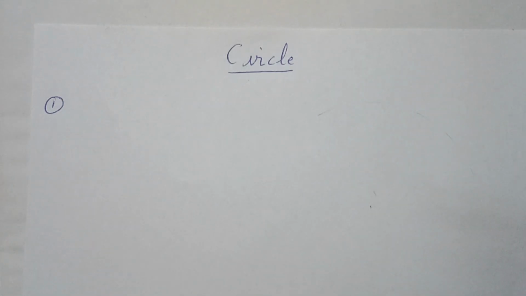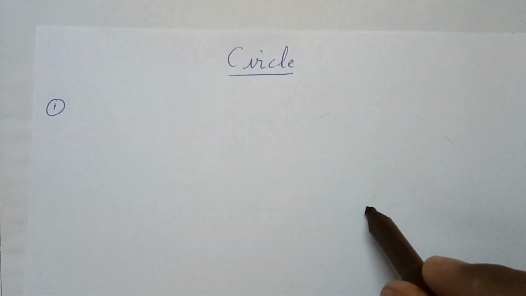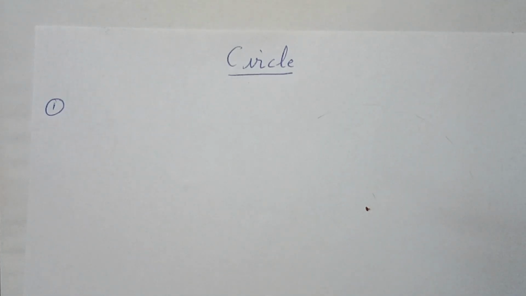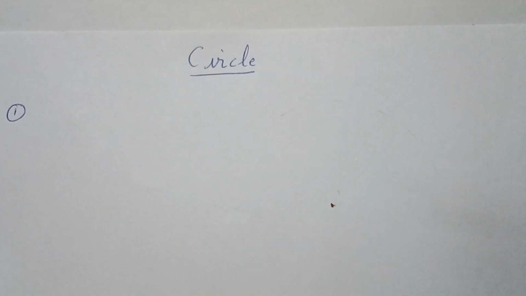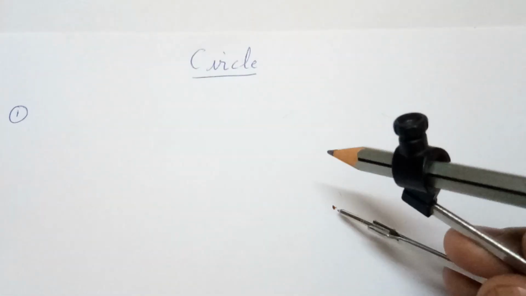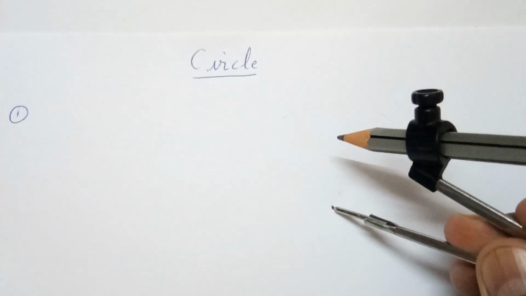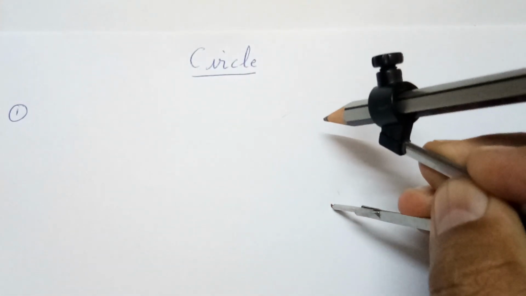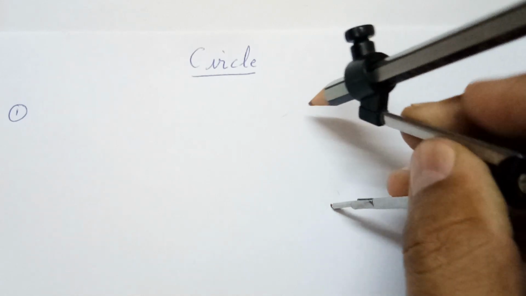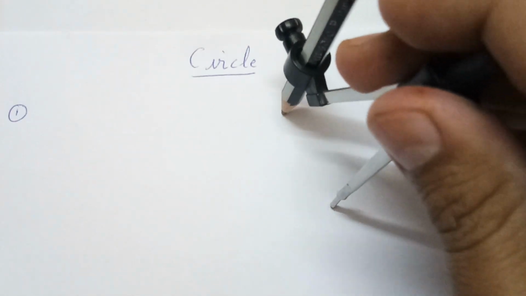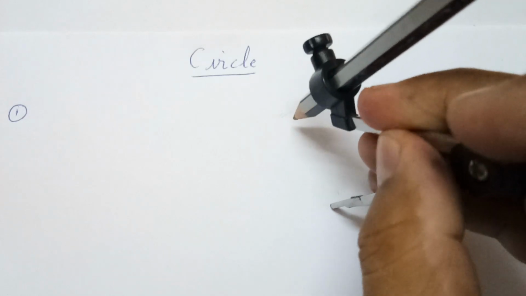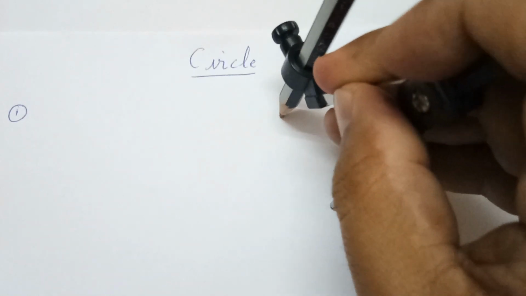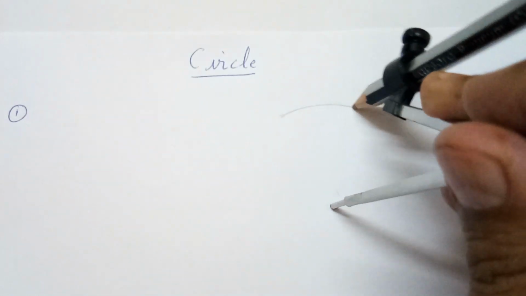Dear students, today I will explain the concept of circle. First of all, we will draw a circle. So for this, we will put a point. On this point, with the help of a compass, we'll keep the pointed end of the compass at this point, and we will open this compass and trace a closed figure. When we trace a closed figure, this closed figure is called a circle.